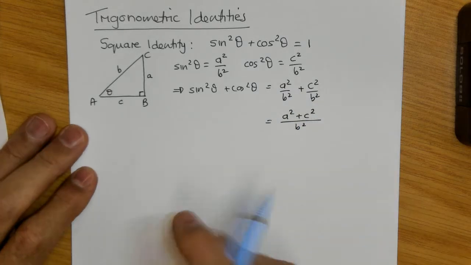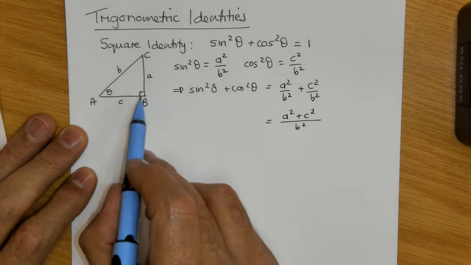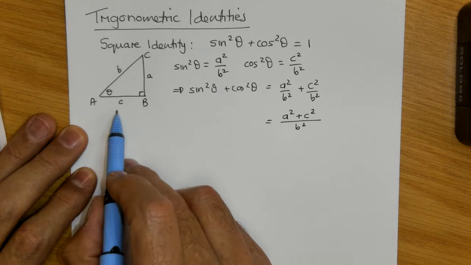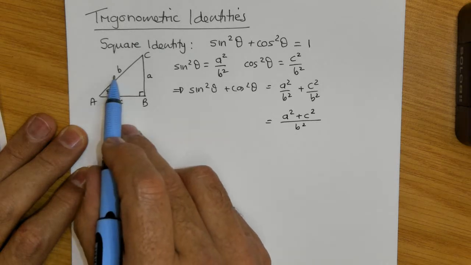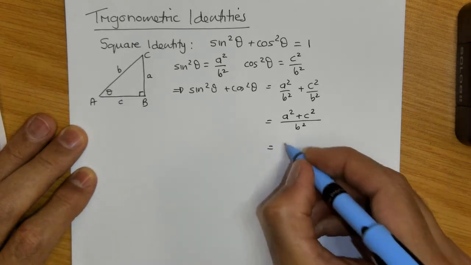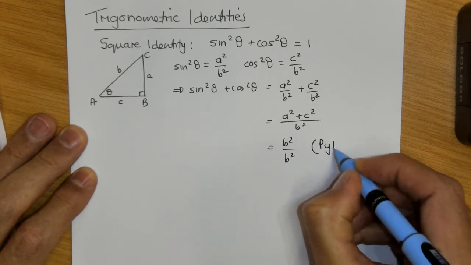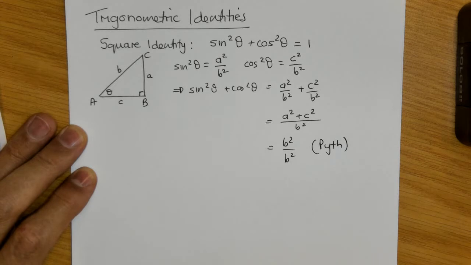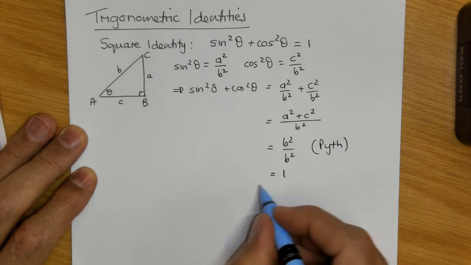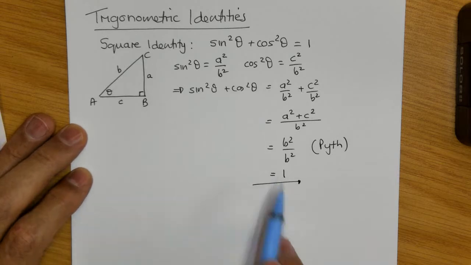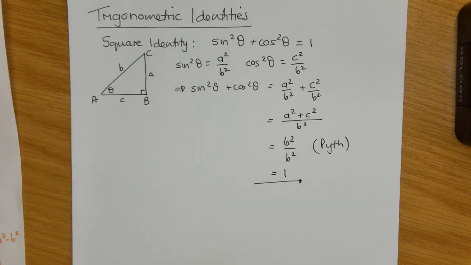Now you can remember that Pythagoras said that in a right-angled triangle, the sum of A squared and C squared is equal to the hypotenuse squared. Okay, so this is equal to B squared over B squared, and that is by Pythagoras. Okay, look at that, B squared over B squared is indeed 1. So the sine squared plus cos squared is equal to 1.